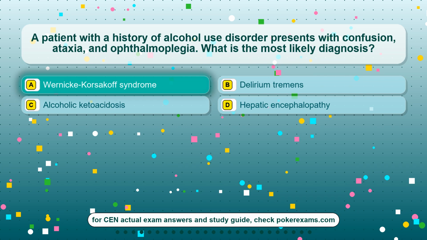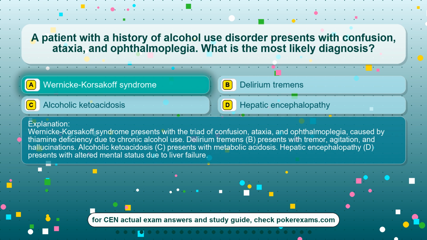The correct answer is option A. Wernicke-Korsakoff syndrome. Wernicke-Korsakoff syndrome presents with the triad of confusion, ataxia, and ophthalmoplegia, caused by thiamine deficiency due to chronic alcohol use. Delirium tremens, B, presents with tremor, agitation, and hallucinations. Alcoholic ketoacidosis, C, presents with metabolic acidosis. Hepatic encephalopathy, D, presents with altered mental status due to liver failure.